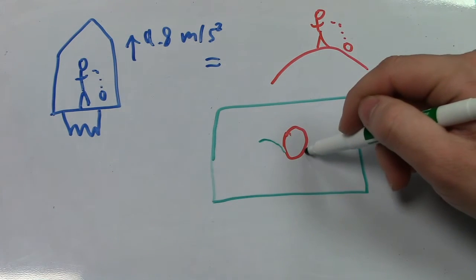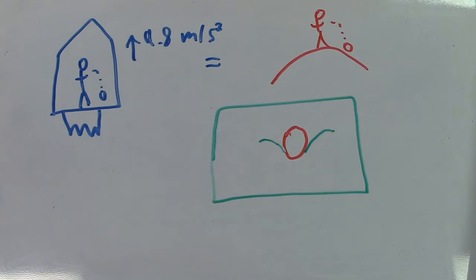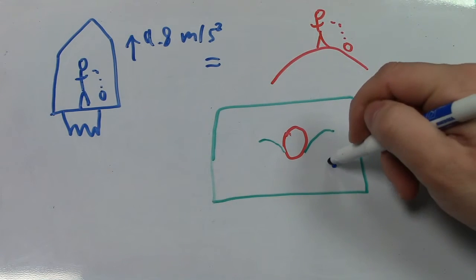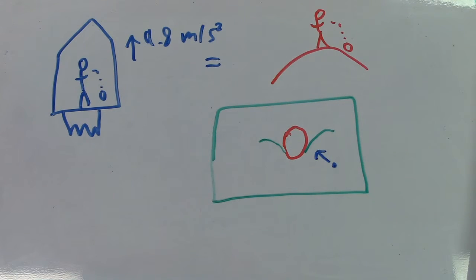The sheet bends down towards the ball, creating a curvature such that if you were to put a marble on the sheet, it would roll towards the ball. Likewise, a planet distorting spacetime will draw things toward it because the objects will just follow the curve of spacetime. This is how gravity actually works.